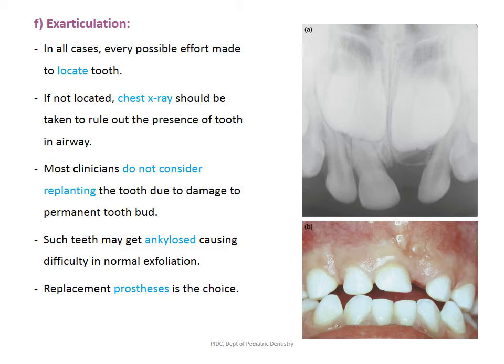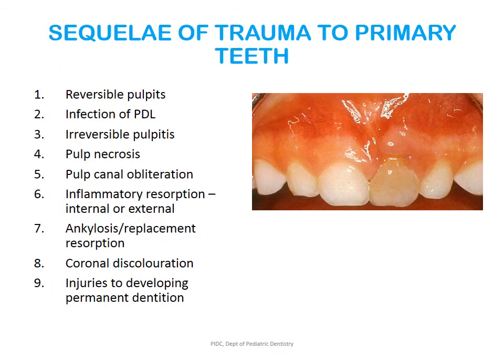And most of the clinicians do not consider placing back the tooth or replanting the tooth, because that might damage the permanent tooth bud, or the primary tooth may get ankylosed and hence cause difficulty in normal exfoliation, and that will prevent the eruption of the permanent tooth bud. The lost tooth can be replaced with a prosthesis, which can be a choice for patients.